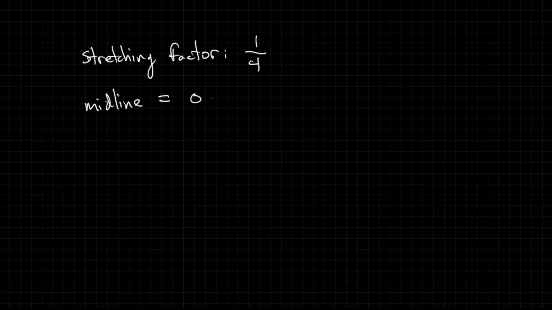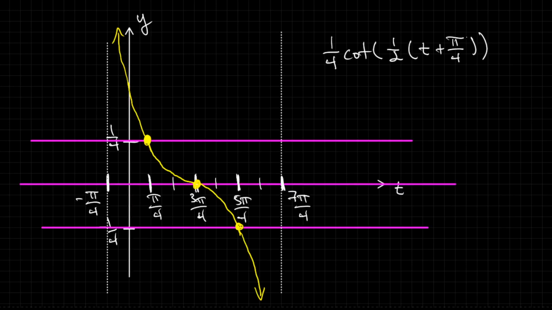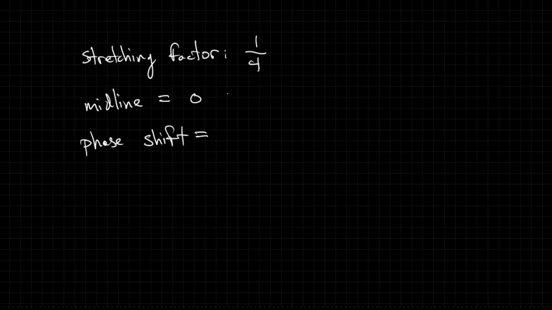Finally, we can go ahead and make some remarks about some common definitions here. So here the stretching factor is just like the stretching factor for tangent. It's whatever the vertical stretch or shrink is without any negative. So in this case, 1/4. The midline is equal to 0. The phase shift is equal to whatever the horizontal shift is, which in this case is pi over 4 to the left, so we'll put negative pi over 4.